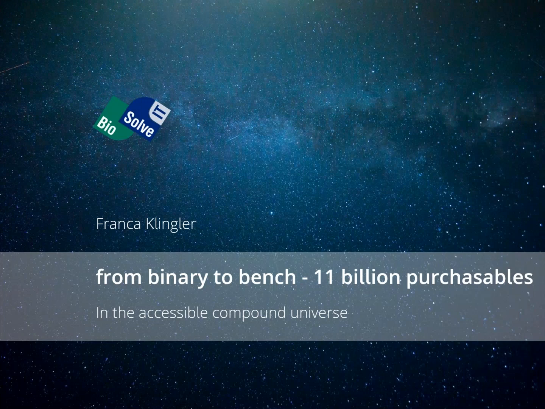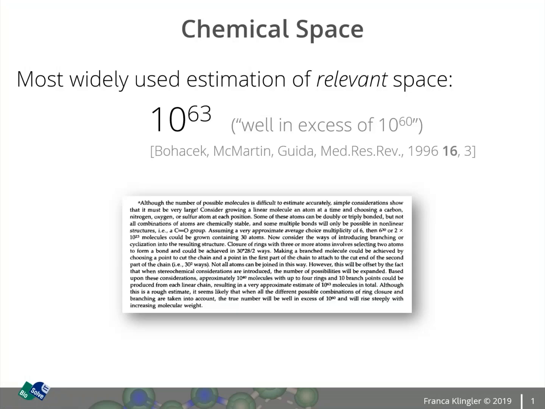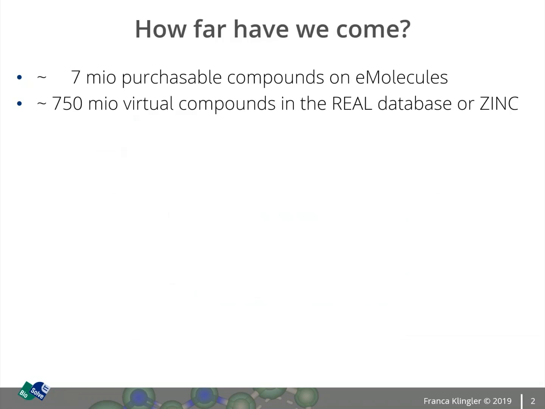Thanks. My talk today will be about the REAL Space and how we make 11 billion compounds purchasable. And what is the chemical space? There is a publication which is always named, from Bohacek et al., quite old actually, from 1996, and they say the chemical space is about 10 to the power of 63. And how far have we come so far?